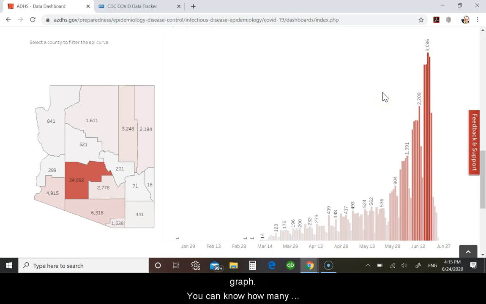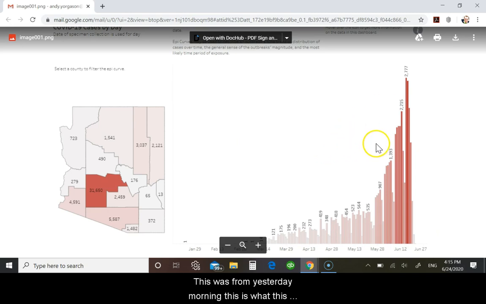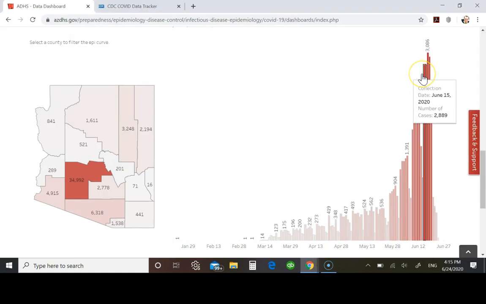You can know how many cases were reported that day, but to put them back on an epi curve and to see how the pandemic was actually growing and shaping, you need to wait a few days. In fact, I want to compare this to yesterday morning, when this graph looked different. You see this peak here, 2,777, for example. Two reporting periods later, that's 2,889. So there were still over 100 cases that were collected that day that hadn't been reported. Maybe the lab hadn't gotten through it yet, or they just hadn't been collected at the state yet.